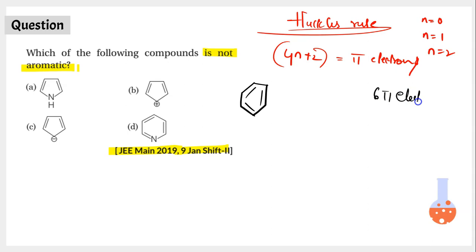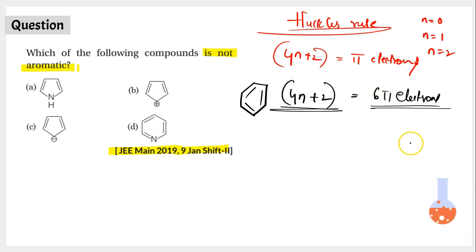Benzene has 6 pi electrons. So now I'm trying to figure out if benzene is aromatic or not. I'm trying to see if I can solve this equation by taking the n value to be either 0 or 1 or 2, and if I can equalize this component to the 6 pi electrons that exist in benzene.